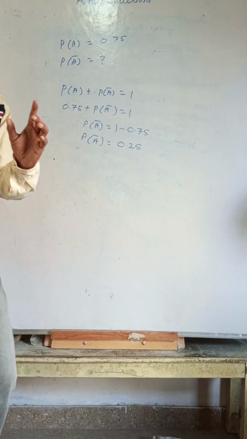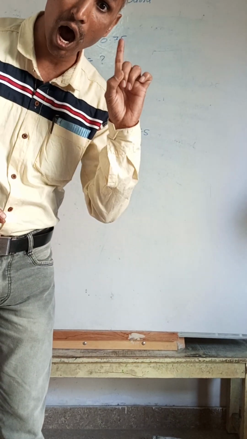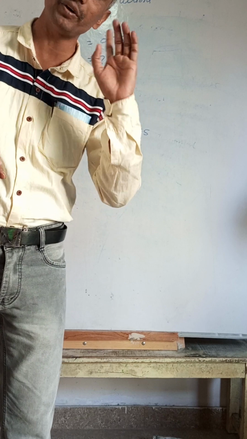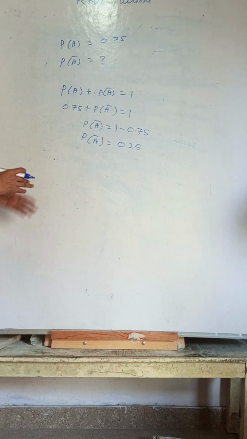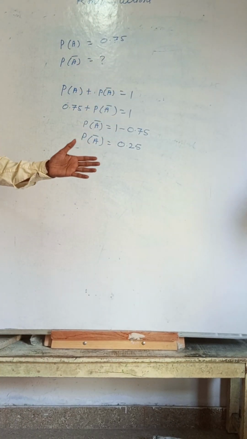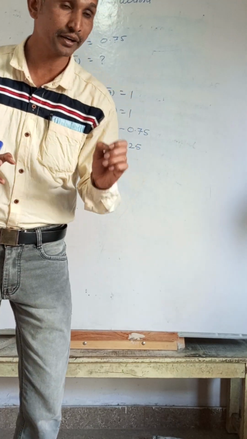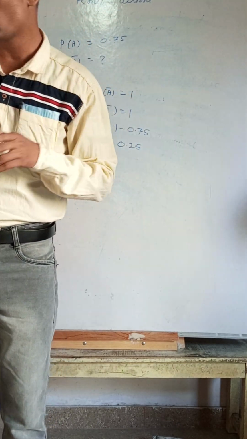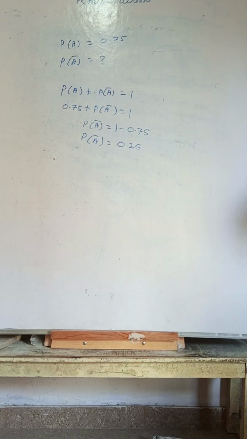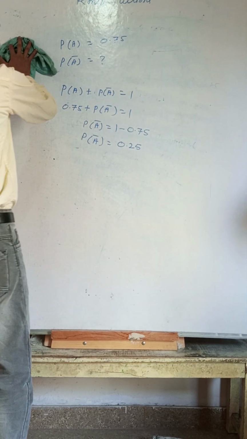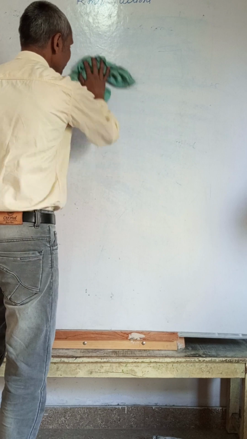What we understand is that the sum of all the probabilities is always 1. Suppose there are six probabilities: 1, 2, 3, 4, 5, 6. If you add them all, the sum is always 1. Next we are going to question number 15.